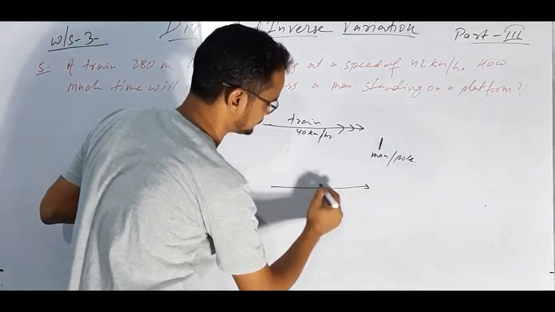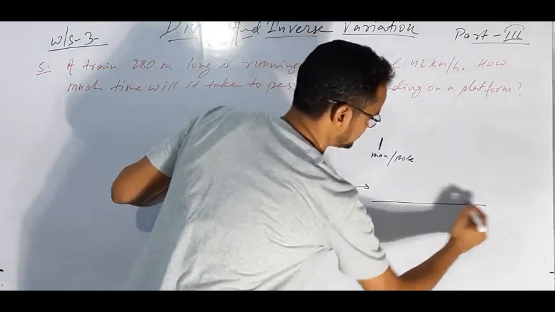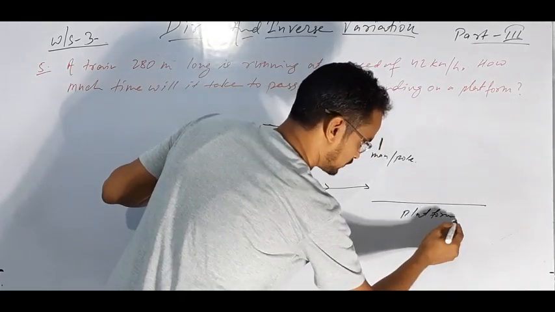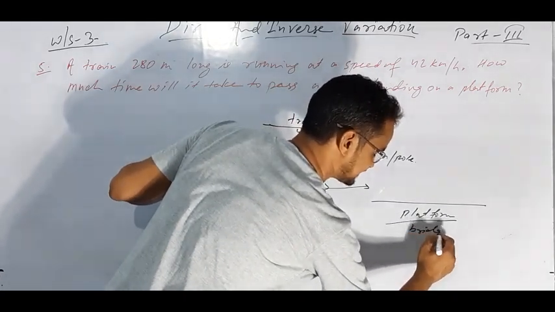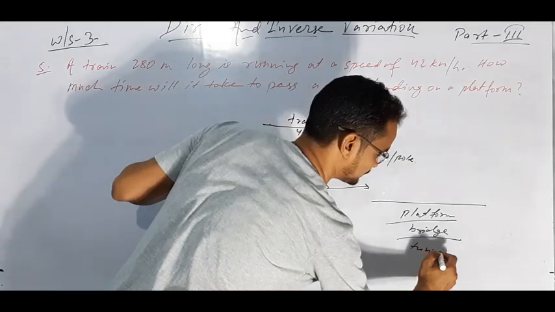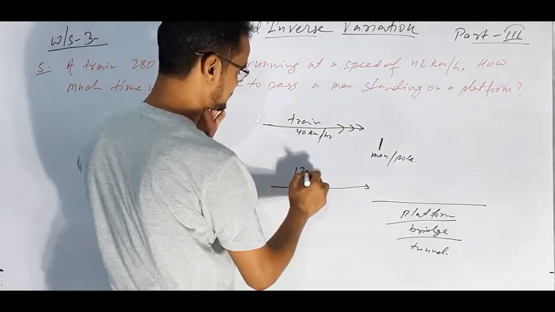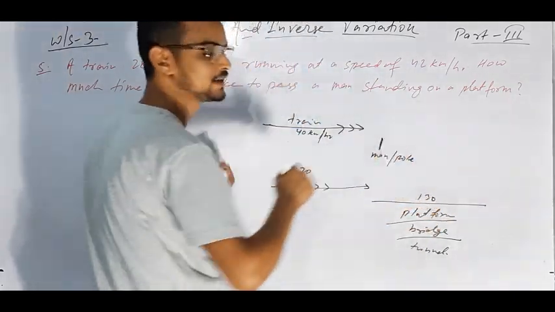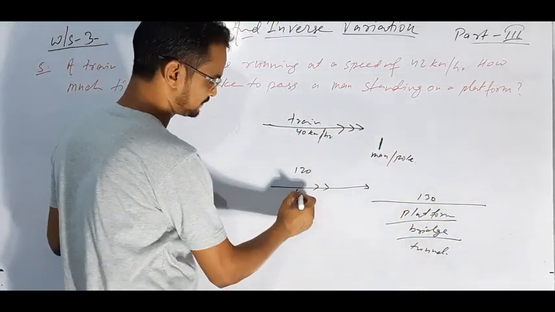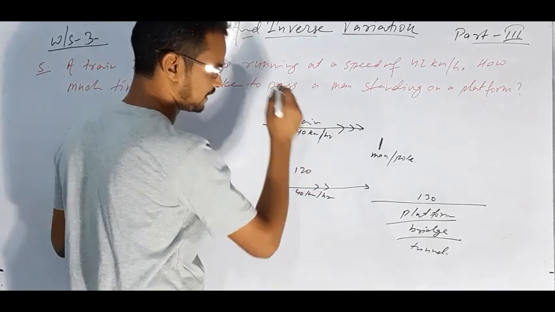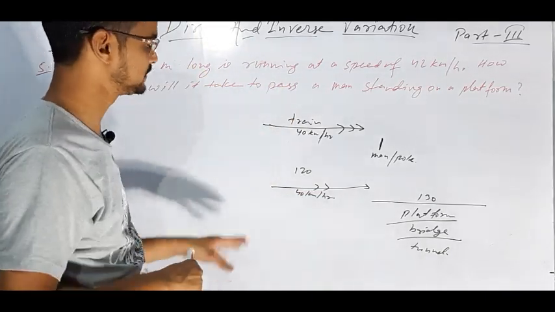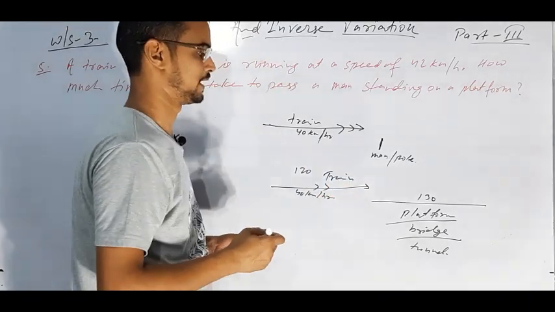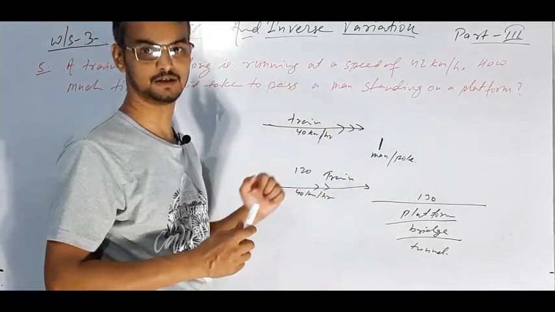This is a train, this is a platform or bridge or tunnel, whatever. Let the length of this train be 120 meters, and the length of this platform be 130 meters. The train is running similarly at 40 kilometers per hour. Then how much time will this train take to pass this platform or the bridge or the tunnel?